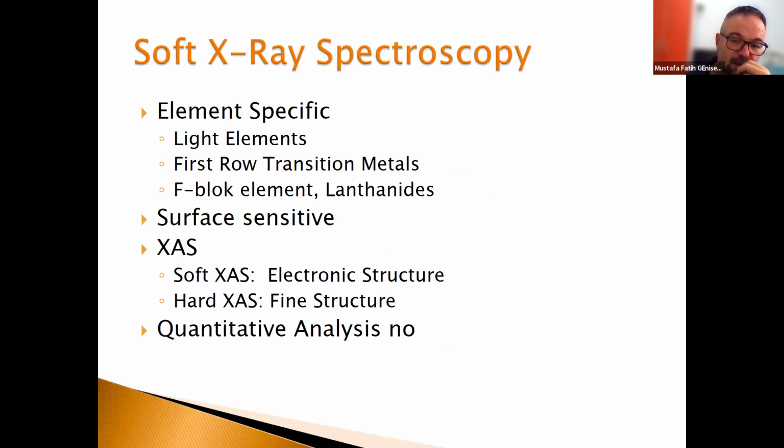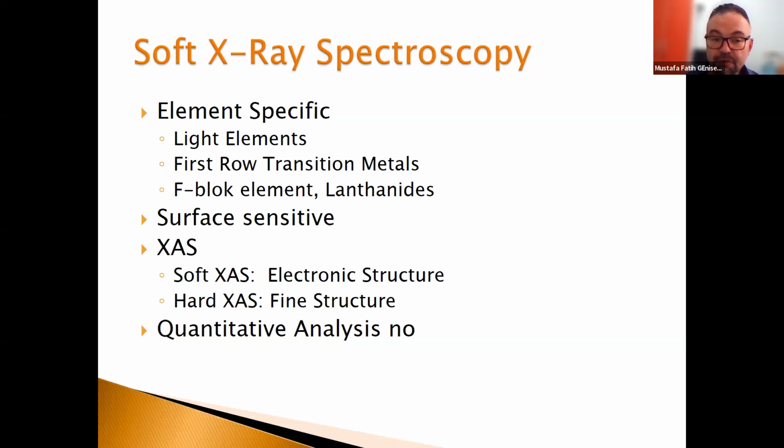So in general, if you look at the whole picture, soft X-ray spectroscopy, first of all, is element specific. As I mentioned before, we are dealing with the core shell electrons. Core shell electrons are element specific, and it's especially focused on light elements like carbon, nitrogen, and oxygen. It gives us a picture of the first row. It works very well with first row transition metals, which are important elements in all industry and for magnetization. And f-block elements work very well, especially lanthanides.